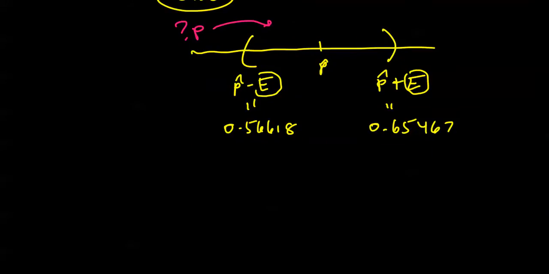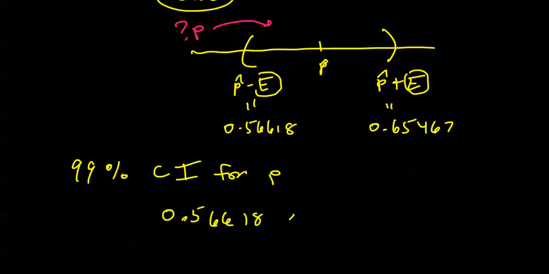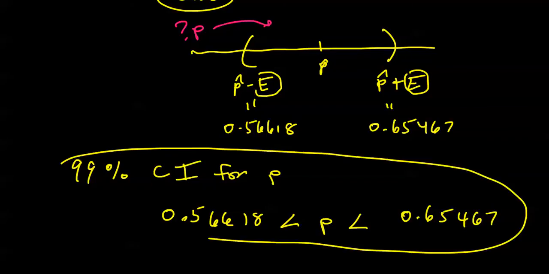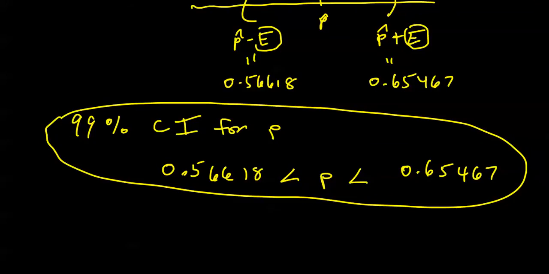Okay? So my final answer I would write like this in double-sided inequality notation. I'll say my 99% confidence interval for P, the proportion of people who like window seats the best, is going to be this interval. 0.56618 is less than P, which is in turn less than 0.65467. So when I ask for confidence intervals, I would like you to return a double-sided inequality of this type.